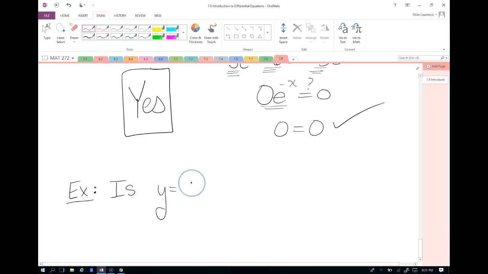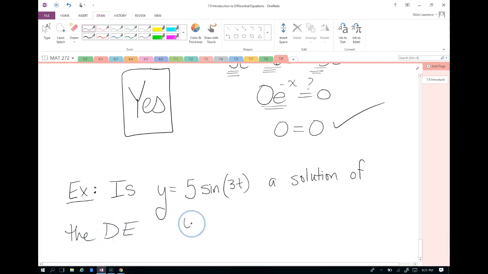Is y equals 5 sine of 3t a solution of the differential equation y double prime minus 9y equals 10 sine t. Sine 3t, sorry.